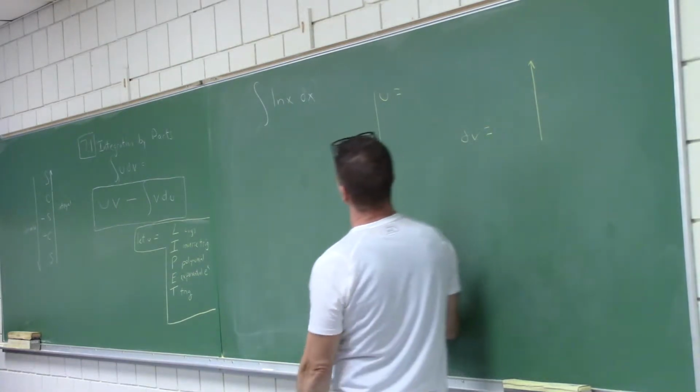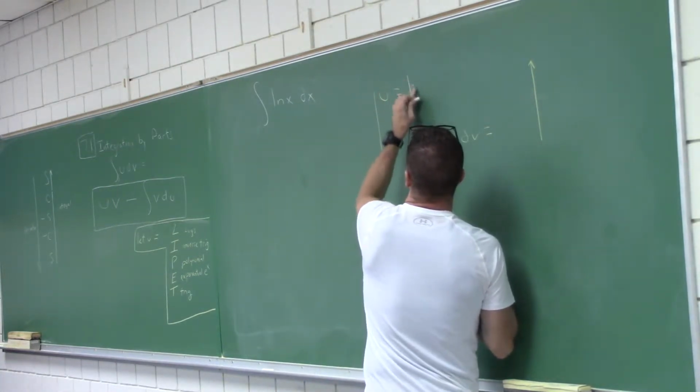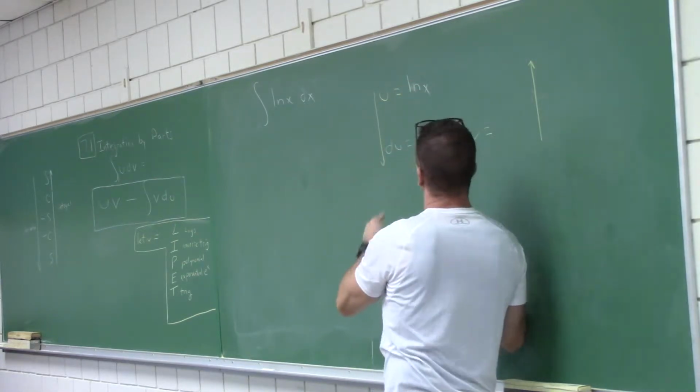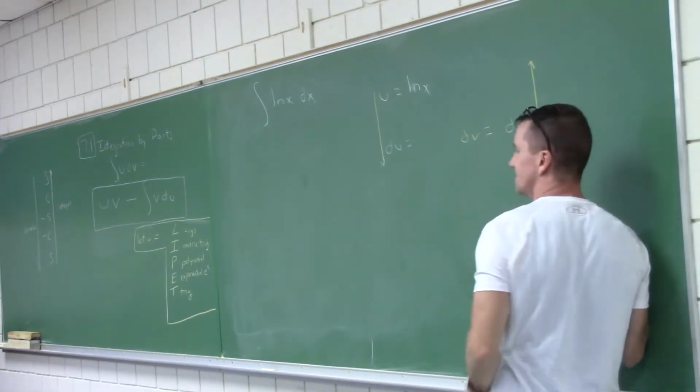All right, according to LIPET, what should I let u equal to? Natural log of x, okay. And we'll get the derivative in a second. So what's the dv? 1 dx, okay.